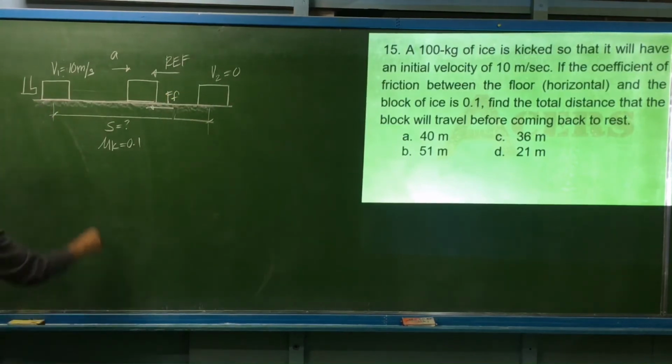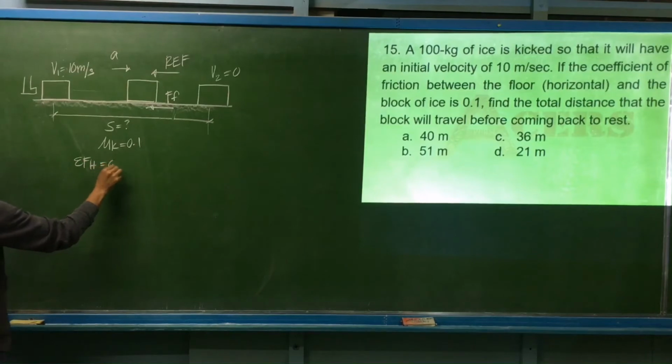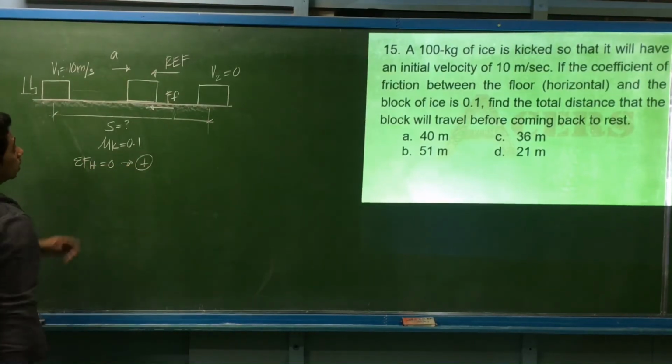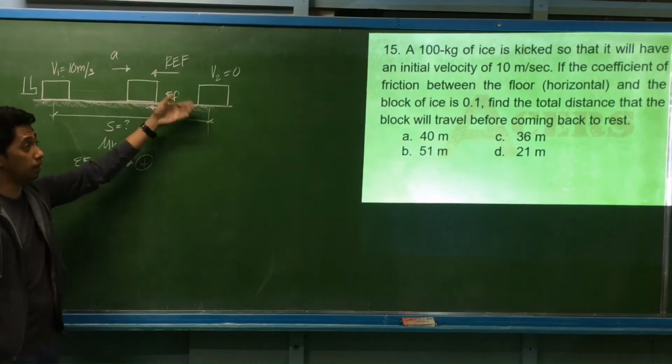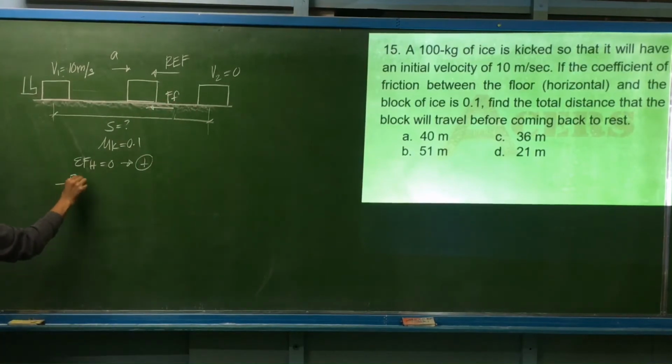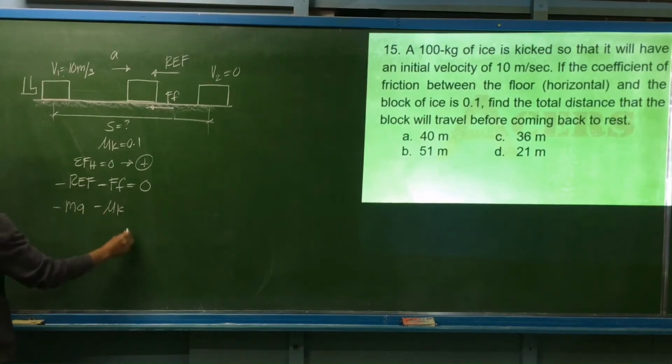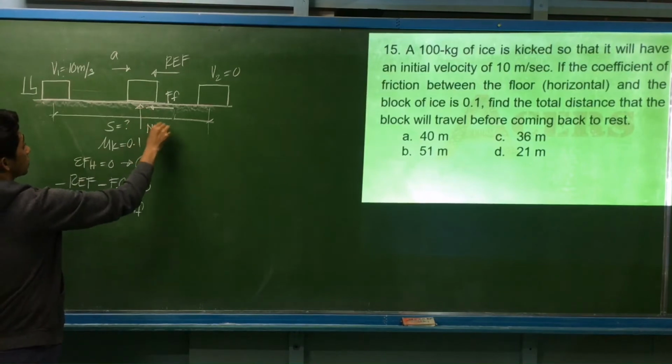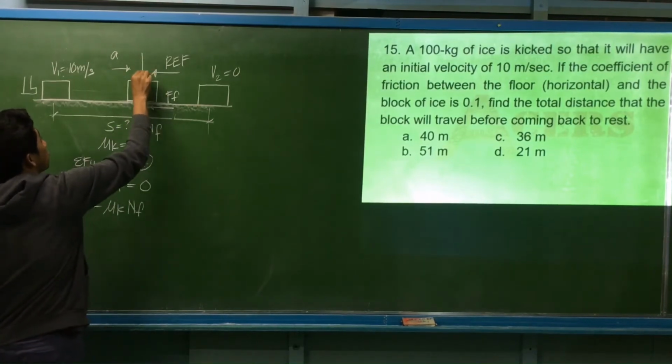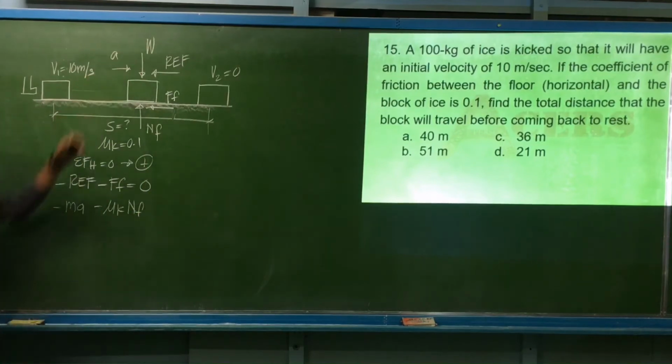By summation of forces horizontal equal to 0, with forces to the right taken as positive, we don't have the force P or the applied force on the block for this case. That is negative reverse effective force minus the frictional force equal to 0. What is the equivalent of REF? That is the mass times acceleration. Frictional force is the coefficient of kinetic friction multiplied by the normal force. What is our normal force? For this case, if we do summation of forces vertical, the normal force is simply equal to the weight of the block of ice.